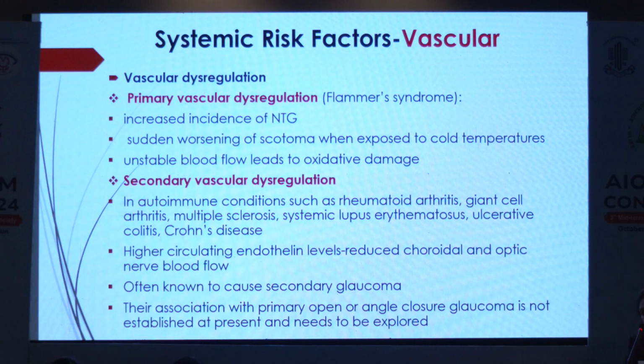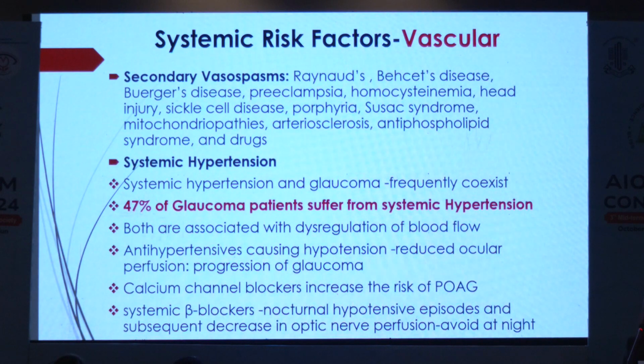Then we have the primary vascular dysregulation, which is Flammer's syndrome, which has an increased incidence of NTG associated with it, while the secondary vascular dysregulation, which we see in various autoimmune conditions like giant cell arteritis, rheumatoid arthritis, lupus, ulcerative colitis, Crohn's disease, all these patients again are known to have secondary glaucomas, not the primary glaucomas per se, but a known increased incidence of secondary glaucomas in these cases. Secondary vasospastic phenomena like Raynaud's, which are seen in homocystinurias as well as because of antiphospholipid antibody syndromes, can also increase your prevalence of NTGs.